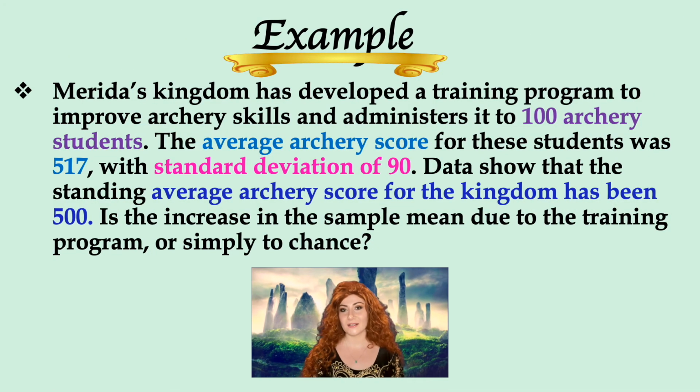So let's consider a very specific example and work these out all together. My Kingdom of Dunbroch has developed a training program to improve archery skills and administers it to 100 archery students. The average archery score in Dunbroch for these students was 517 with a standard deviation of 90. Data show that the standing average archery score for the entire kingdom has been 500. Is the increase in the sample mean due to my training program or simply to chance?